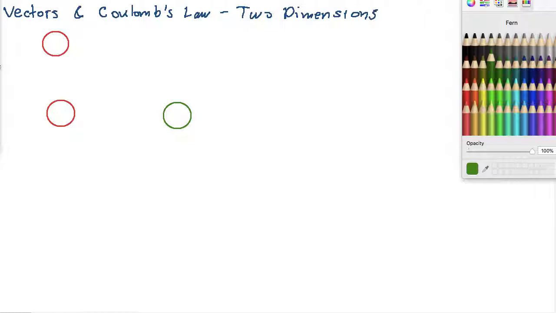Alright, so now let's assign values. This is going to be a positive, this is going to be a positive, and this is going to be a negative. I'm going to call them Q1, Q2, and Q3. The value of Q3 is going to be 50 microcoulombs, of course negative, so the charge will be negative. Q2 is going to be 35 microcoulombs, and Q1 is going to be 60 microcoulombs.